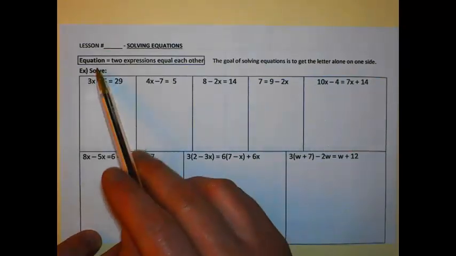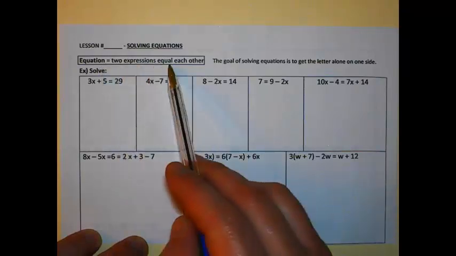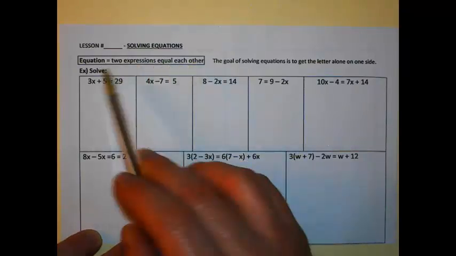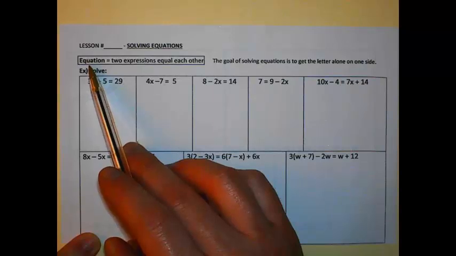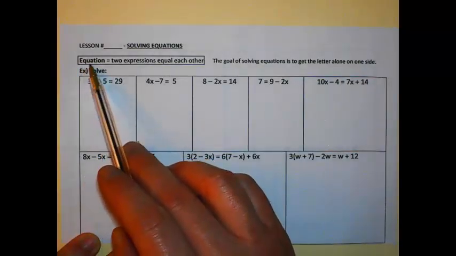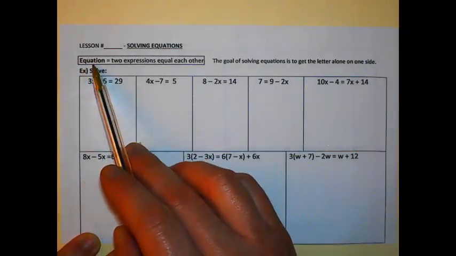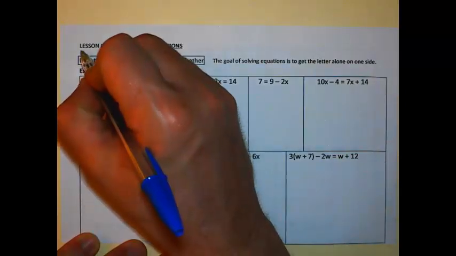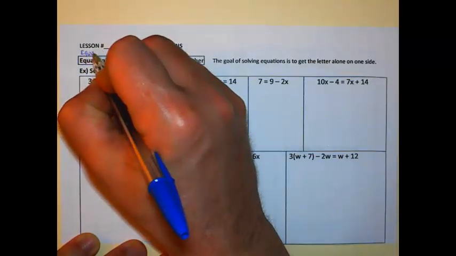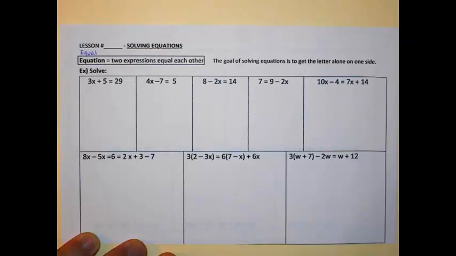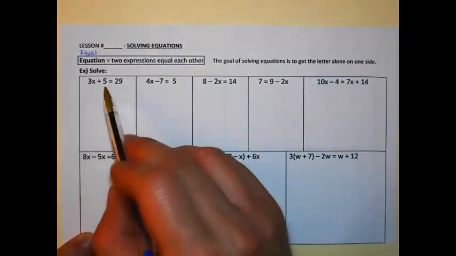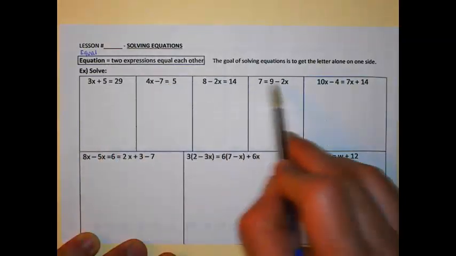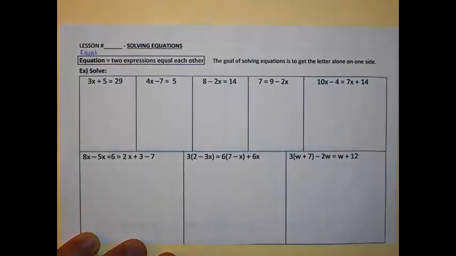What is an equation? An equation is two expressions equal to each other. In fact, the word equation comes from the word equal. If you notice, the first four letters of equation are the same as the word equal. So, anytime you see equation, remember the word equal. You're supposed to have an equal sign if it is an equation.